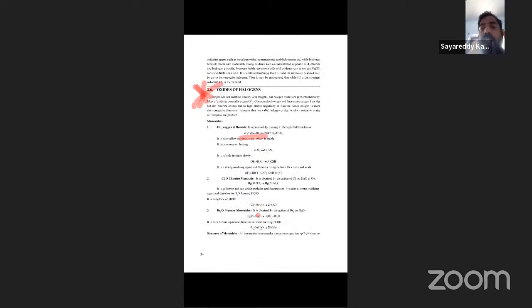2F2, 2 moles of F2 reacts with 2 moles of NaOH. It gives 2 moles of sodium fluoride plus water plus OF2, oxygen difluoride. It is a pale yellow, poisonous gas which is stable. It decomposes on heating, releasing O2 gas and F2. It is slowly soluble in water.